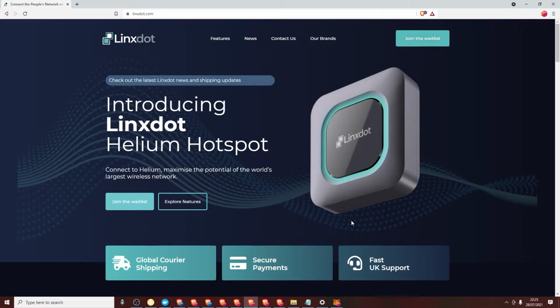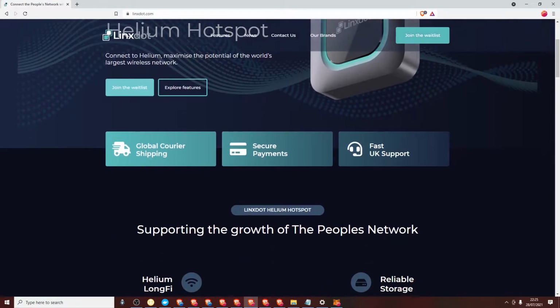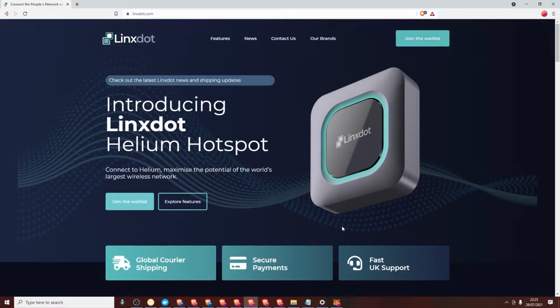In today's episode, we're talking about another Helium hotspot. This one is Linxdot. There's been talk about this one for a while, but I've not covered this on my channel before. And to be honest, with all the other hotspots that have been floating around, I was kind of waiting until they were actually Helium approved before I would bring it to the channel.